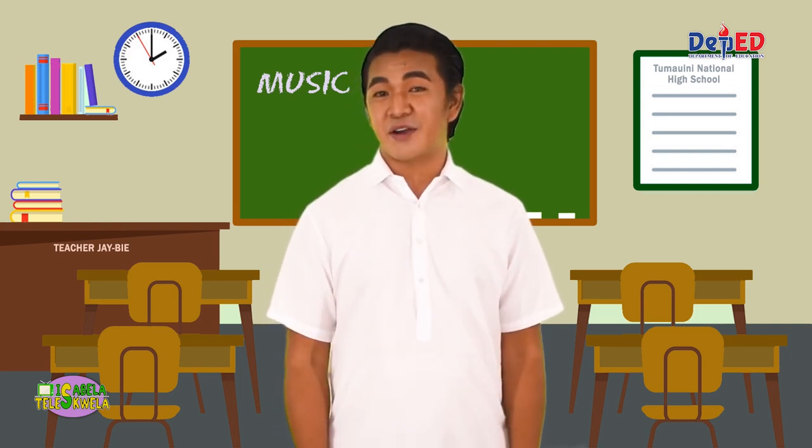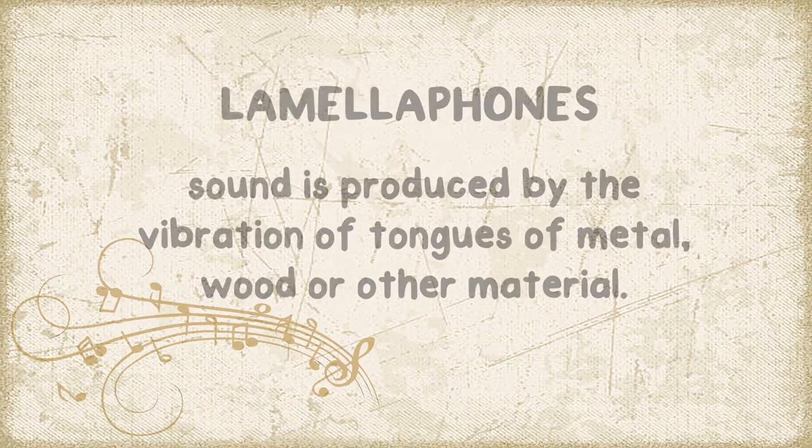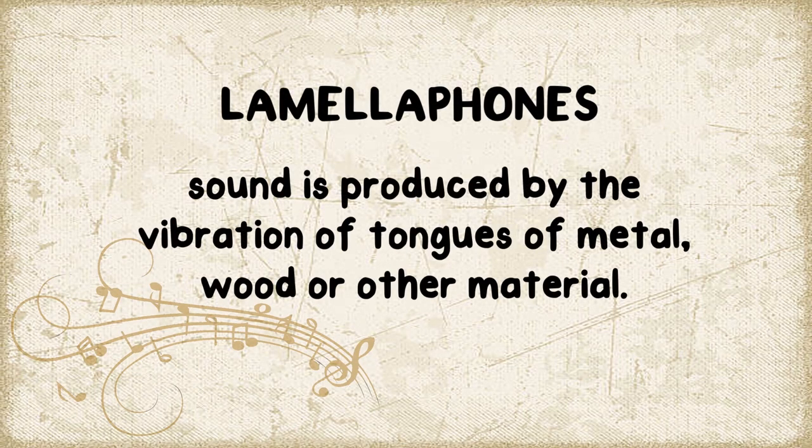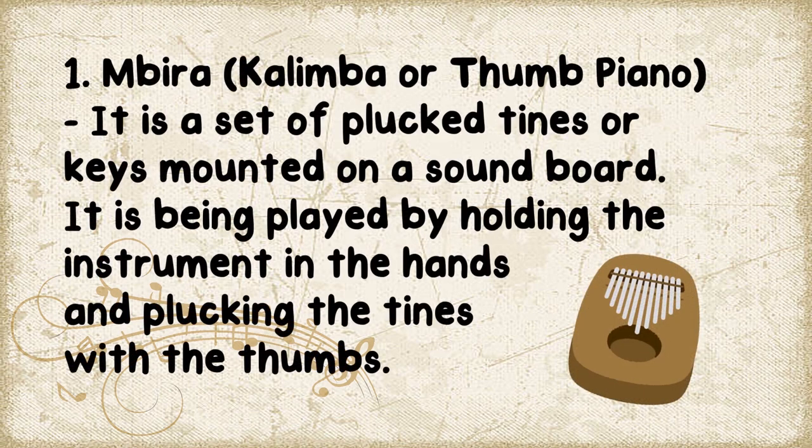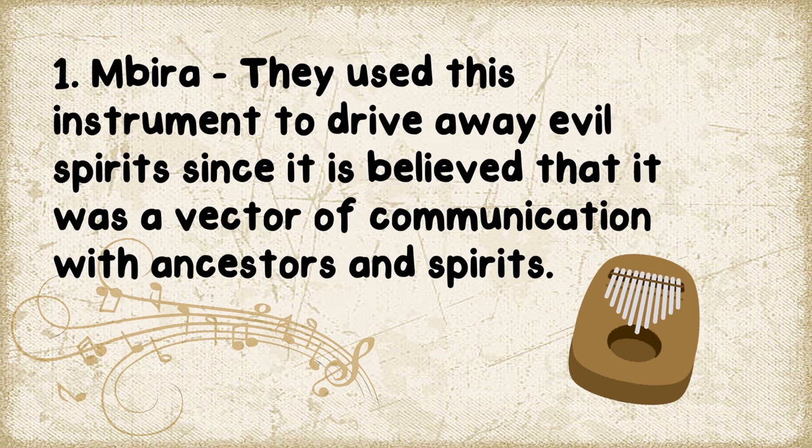To understand it better, here is Miss D. The lamellophone sound is produced by the vibration of tongues of metal, wood, or other material. The examples of this are mbira and ngoma mbira. Mbira, or the kalimba or thumb piano, is a set of plucked tines or keys mounted on a soundboard. It is played by holding the instrument in the hands and plucking the tines with the thumbs. They use this instrument to drive away evil spirits, since it is believed to be a vector of communication with ancestors and spirits.